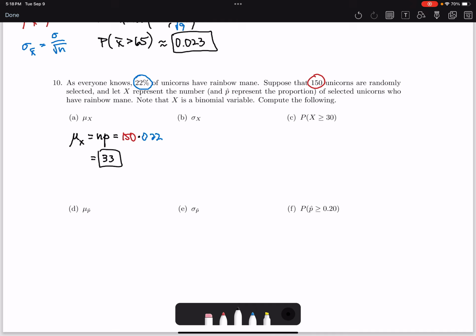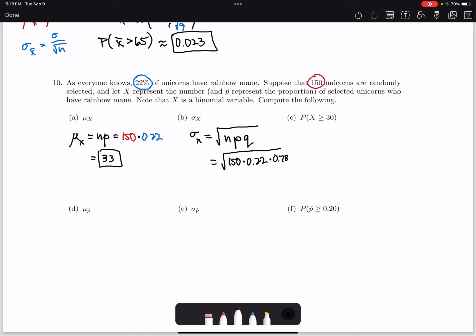Part B asks for sigma sub X, the standard deviation. Well, for a binomial variable X, sigma sub X is the square root of n times P times Q. N we said was 150. P we said was 0.22. Now Q is always 1 minus P. So if P is 0.22, then Q is 1 minus 0.22, which you could type into your calculator if you need to, and that comes out to 0.78.